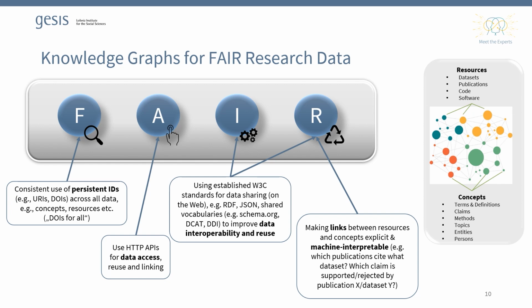Data access, reuse, and linking can be improved by providing data via HTTP APIs. Interoperability and reuse can be enhanced by using established W3C standards for data sharing on the web, like RDF, JSON, and shared vocabularies like schema.org, DCAT, DDI, among others. Data reuse can eventually also be improved by making links between resources and concepts machine interpretable, which supports information needs like which publication cites which dataset, and so on.